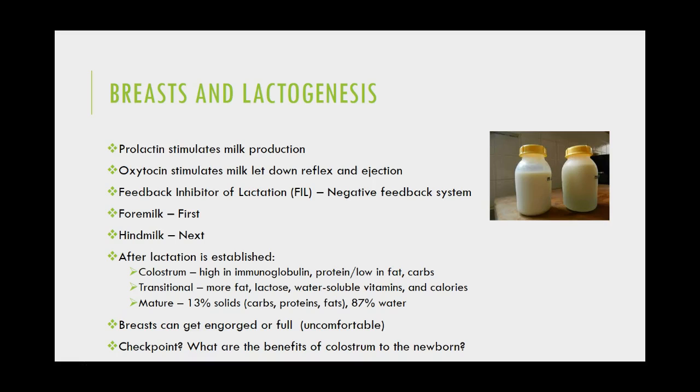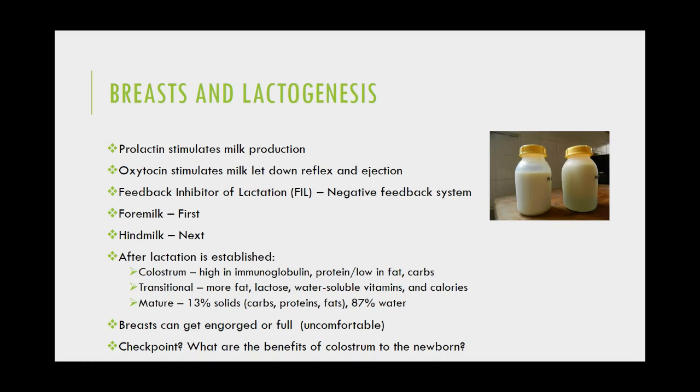In terms of the breasts and breastfeeding or milk making, lactogenesis, we know that prolactin is the hormone that stimulates milk production. So moms will begin to release prolactin from the brain. Oxytocin is that chemical in the brain that will stimulate the milk let down reflex and ejection. So this is actually what causes mom's milk to come down through the breast and be ejected.